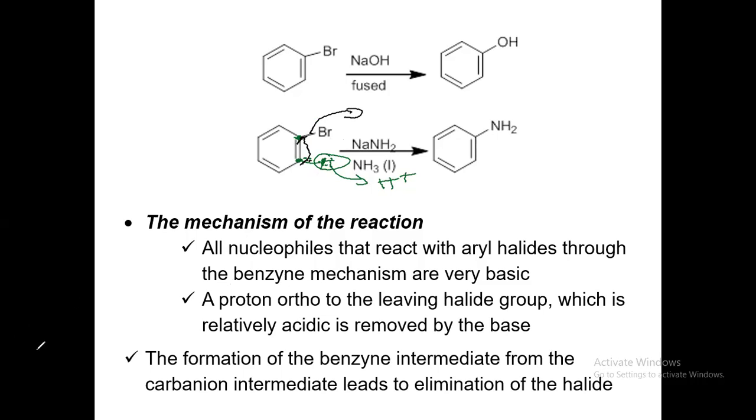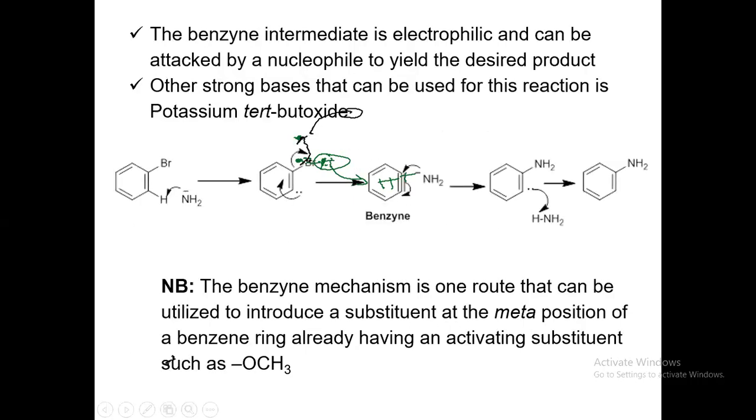Let's go through the mechanism. Let me read the last point here. They are saying that the formation of the benzyne intermediate from the carbanion intermediate leads to elimination of the halide, right? Good. So let's talk more. They are saying that the benzyne intermediate is electrophilic and can be attacked by a nucleophile to yield a desired product.